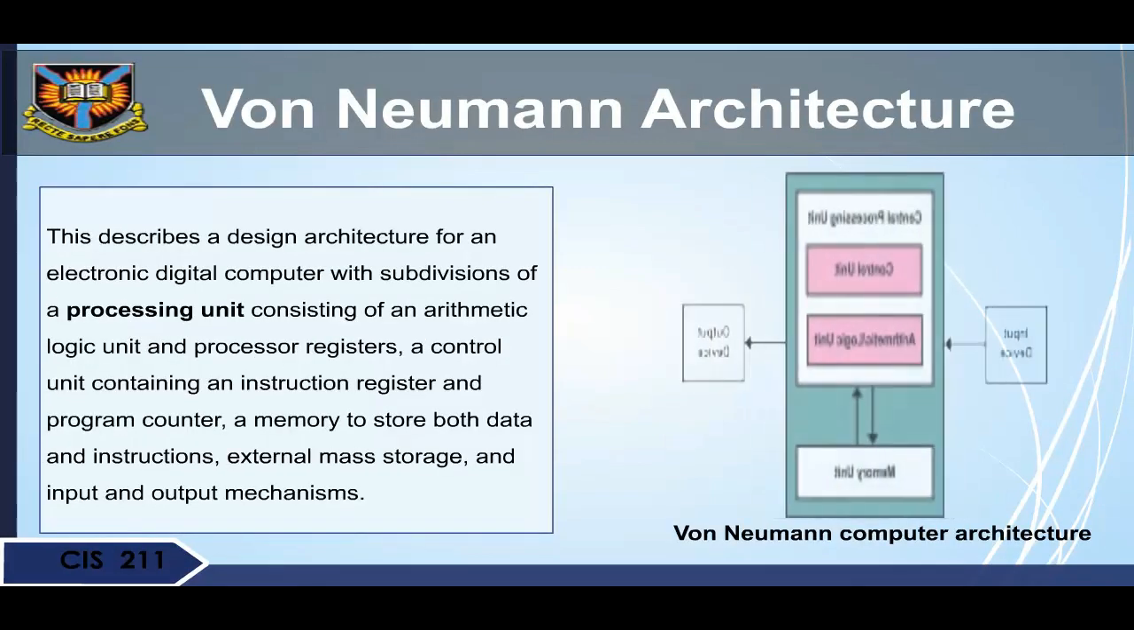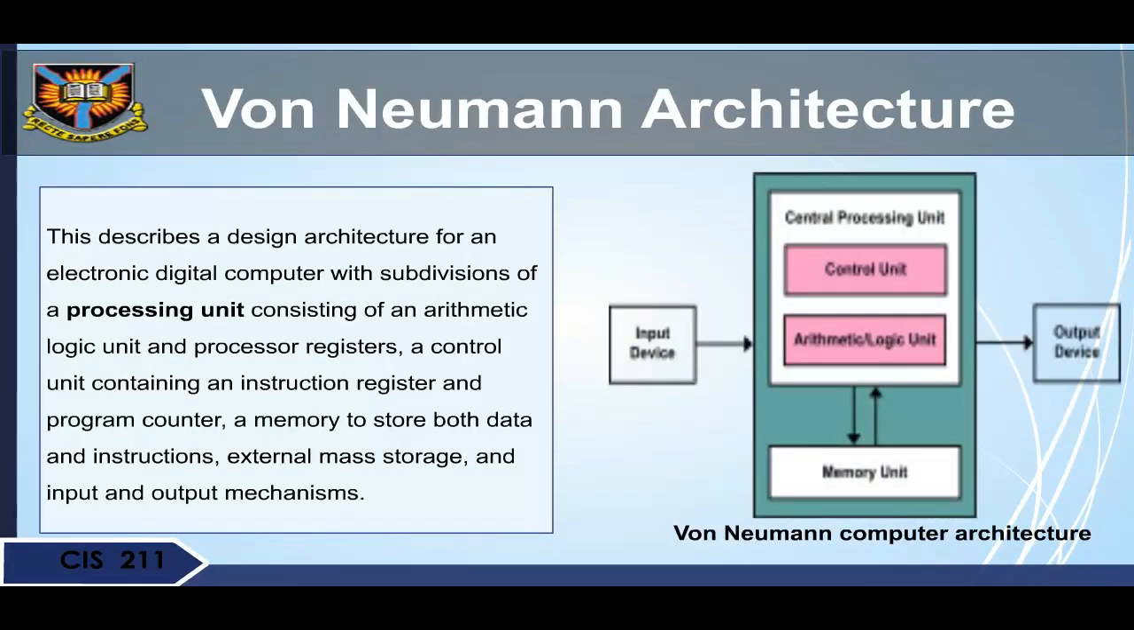Von Neumann architecture. This describes a design architecture for an electronic digital computer with subdivisions of a processing unit consisting of an arithmetic logic unit and processor registers, a control unit containing an instruction register and program counter, a memory to store both data and instructions, external mass storage, and input and output mechanisms.